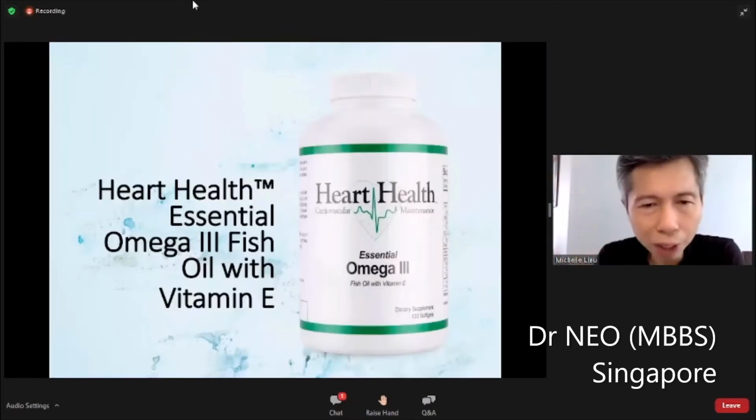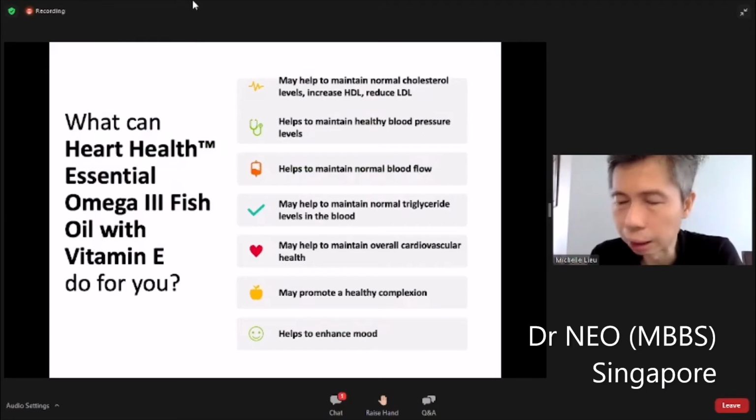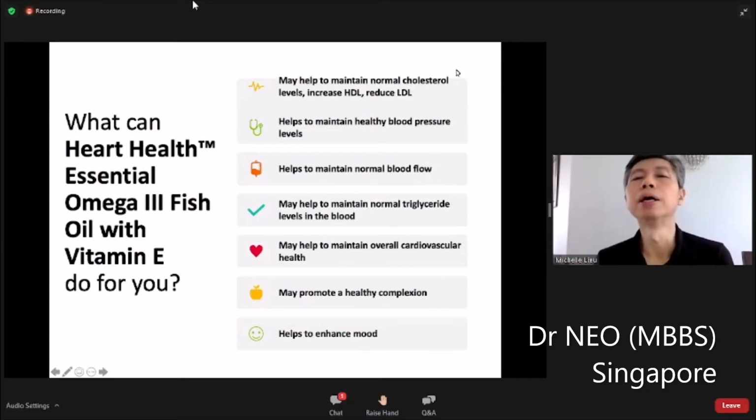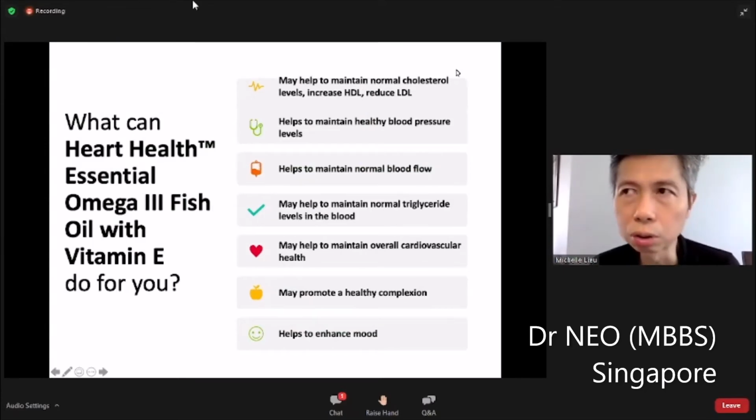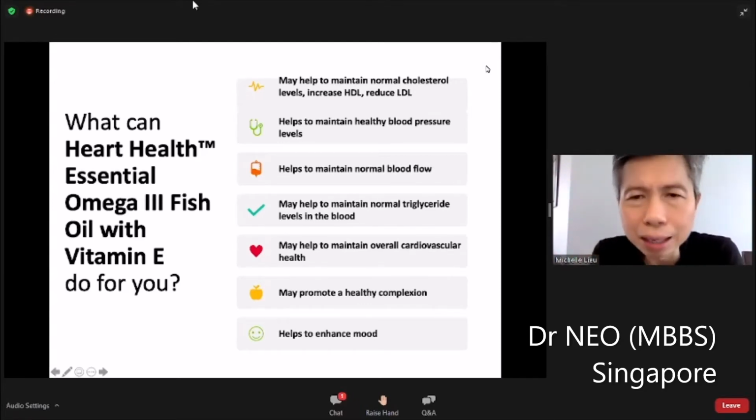All right, so I mentioned fish oil just now. For those of you who have a high triglyceride level, you can consider omega-3 fish oil. So what can omega-3 fish oil do for you? Well, it can help to maintain normal levels of cholesterol. It can help to increase your good cholesterol, HDL. It can potentially reduce your LDL as well, not as much as statins though, but it does help to some extent.